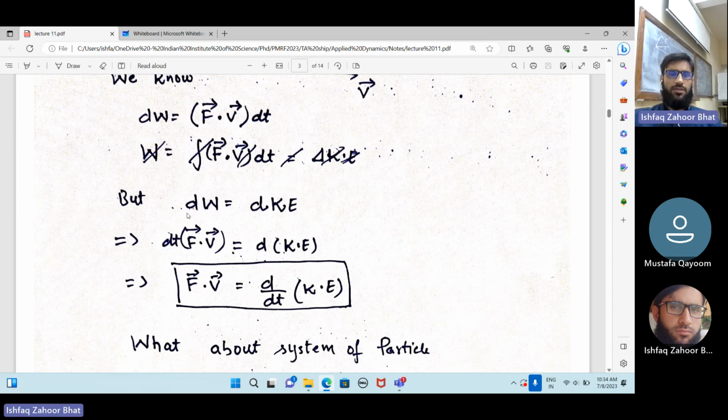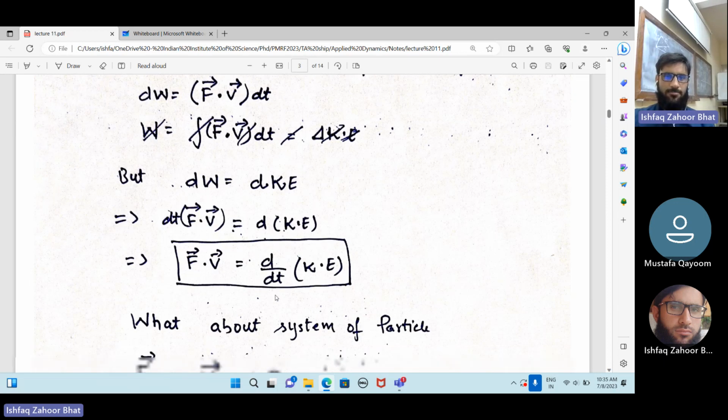Okay, so now this dW is nothing but F dot v dt, which is F dot v into dt, and this is dK, that is the change in the kinetic energy. And F dot v is d by dt of kinetic energy. So see, F is the force acting on the particle, v is the velocity of the particle, K is the kinetic energy of the particle. And this is the expression which connects the kinetic energy, force, and the velocity.